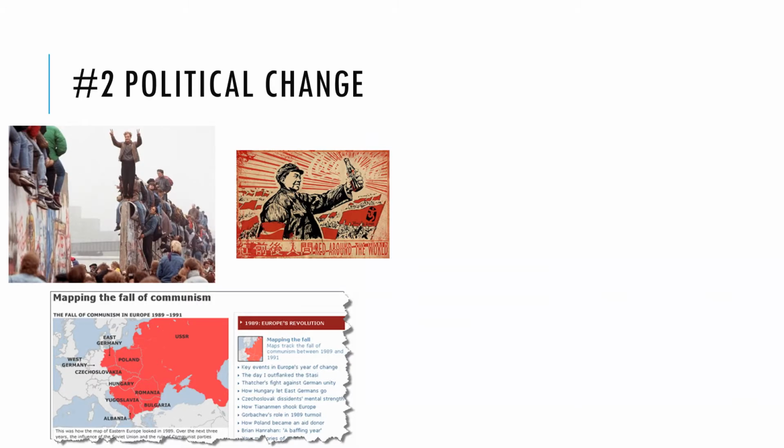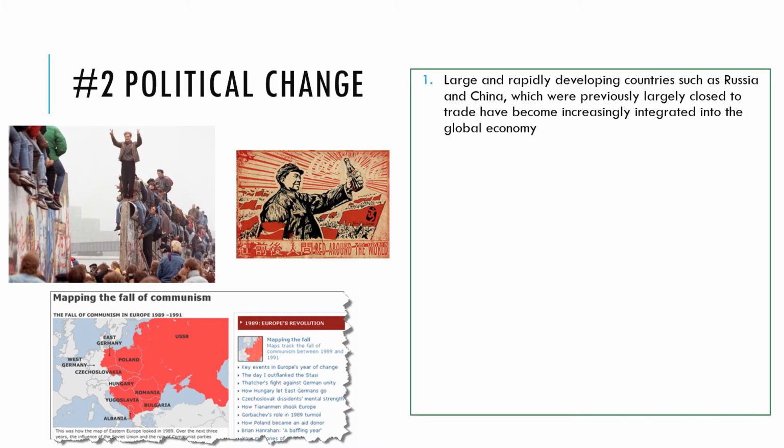Okay, our second cause of globalization is to do with political change. So many large and rapidly developing countries, so we're thinking here about Russia and China, were previously closed to trade. If you go back 40, 50 years, China was very isolationist in terms of its policies. It wanted to be self-sufficient and didn't want to really engage with other economies around the world.